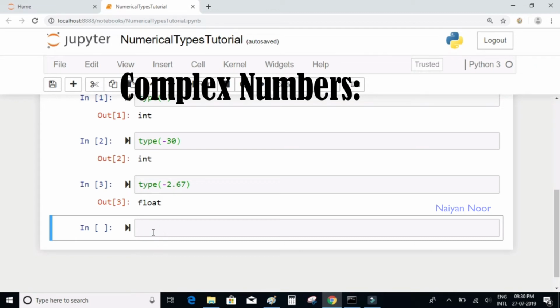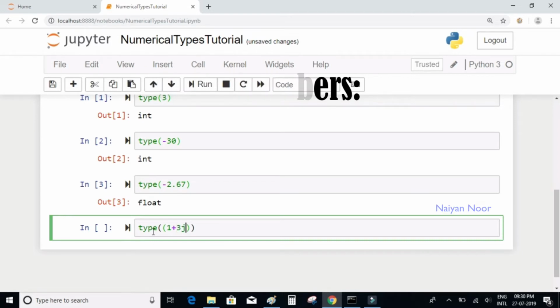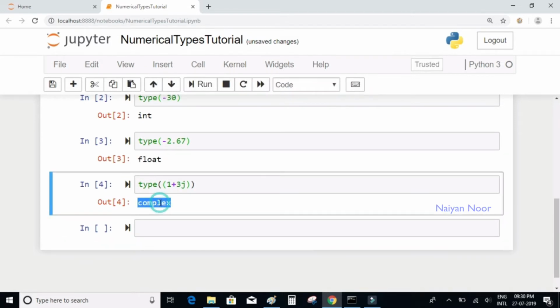So let us write one example. I'll say type of 1 plus 3j. So it is a complex type number.